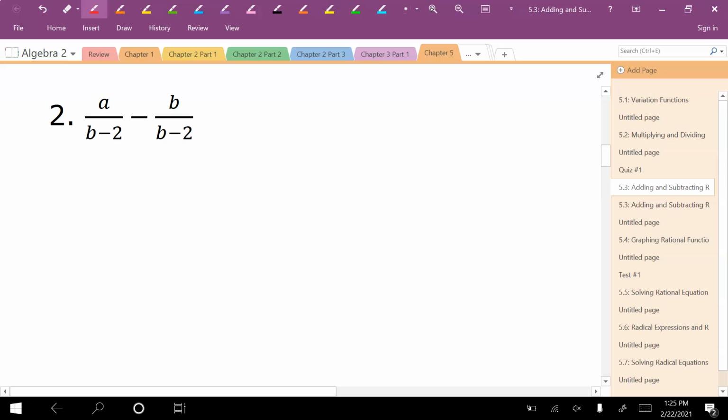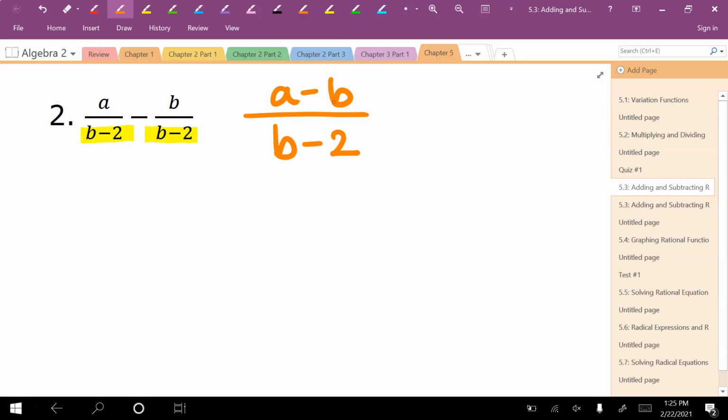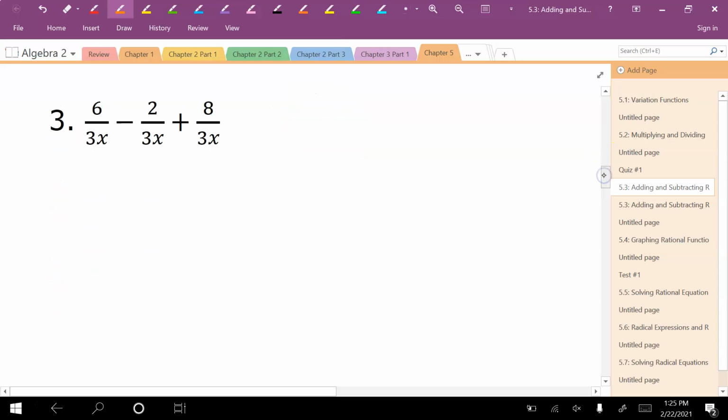Do these fractions have common denominators? Yes. That b minus 2 is common. So we're going to leave this over b minus 2. What am I going to do on the top? a minus b. There's really nothing I can do with that as far as combining a and b because I don't know what a and b are. So I'm just going to leave it as a minus b, and then it's all over b minus 2. Okay? So take a look at number 3. Try to combine it, and then if you think you can reduce it at all, try to reduce it as well.